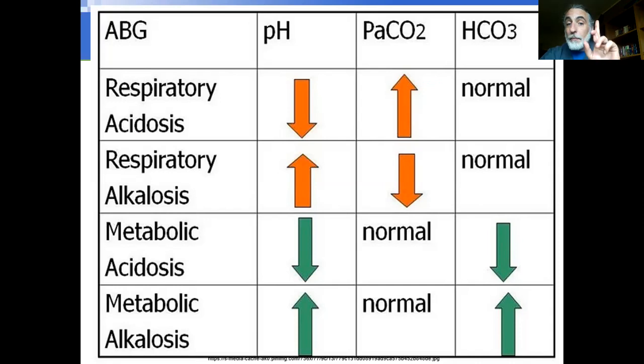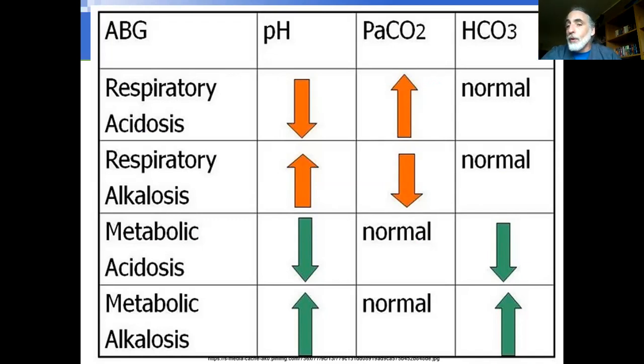If the pH is up and, trying to make these match with the, screw it. You try it sometime, not in front of a mirror, okay? Respiratory alkalosis, the pH is up because they're alkalotic. The PaCO2 is down. Now, in both of these, the bicarb's normal, right?